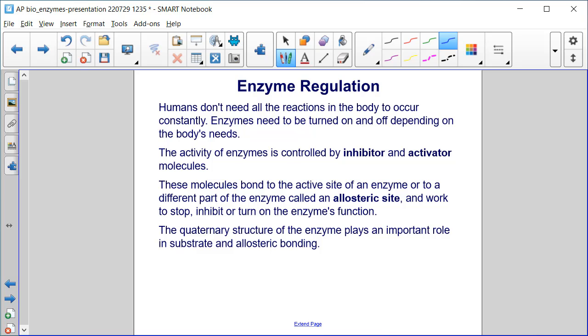These molecules bond to the active site of an enzyme or to a different part of the enzyme called an allosteric site and work to stop, inhibit, or turn on the enzyme's function. The quaternary structure of the enzyme plays an important role in substrate and allosteric bonding.